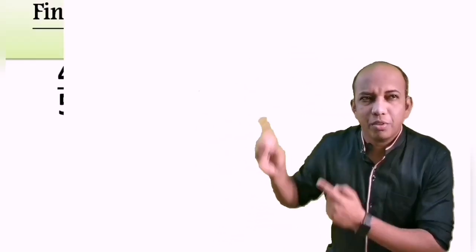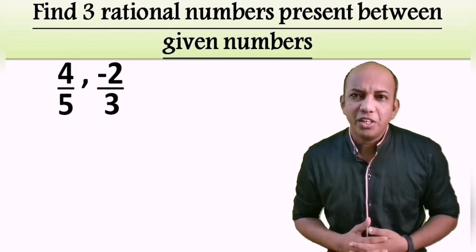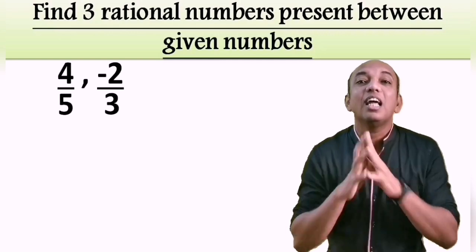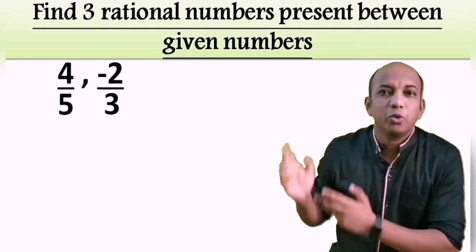Here is the sum on your board: 4 upon 5 and minus 2 upon 3. So what we are going to do over here, first of all, my main target is to make these fractions like fractions. How to make like fractions? Okay, check out the board.